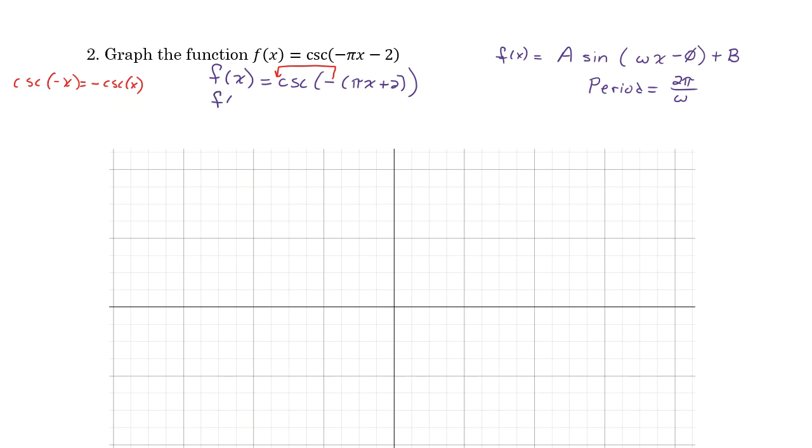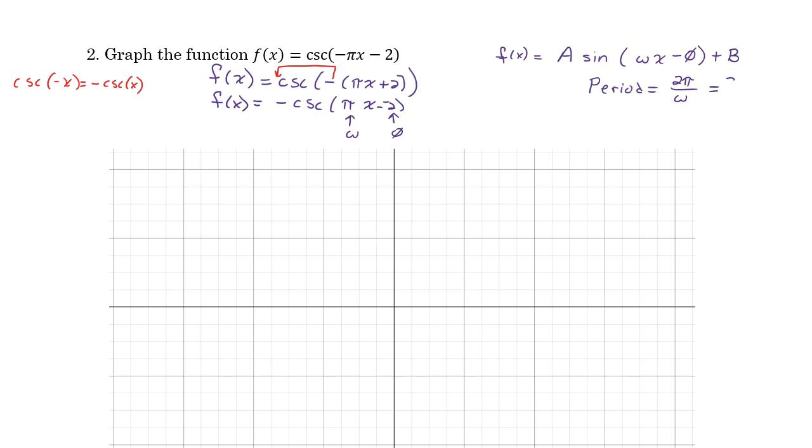If we graph f of x equals negative cosecant, we're going to get the same graph. Okay, so that makes our omega value now pi. And our phi value is actually negative 2 because of the minus. Remember the minus in this formula over here. So it might help to write it this way. Some of you don't need to do that, but the negative 2 is our phi.